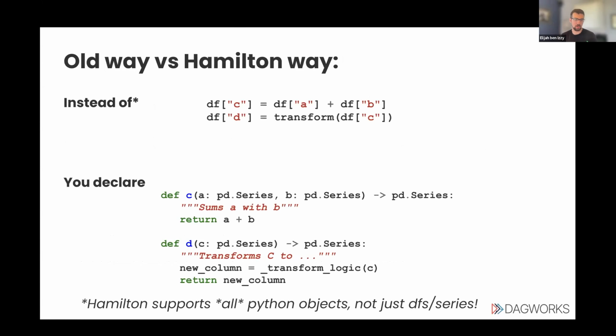Well, just to be clear, Hamilton supports all Python objects and any sort of data frame library. It started with Pandas, so I'm going to use that because it's something everybody knows. But really, replace it with Polars, PySpark, et cetera. There are different nuances, but it'll all work the same. And you can have Python objects, whatever you want to pass between. It's just Python functions. So instead of writing operations on a data frame like you would here, DFC equals DFA plus DFB, DFD equals transform of DFC, you declare your features as functions and write them out individually.